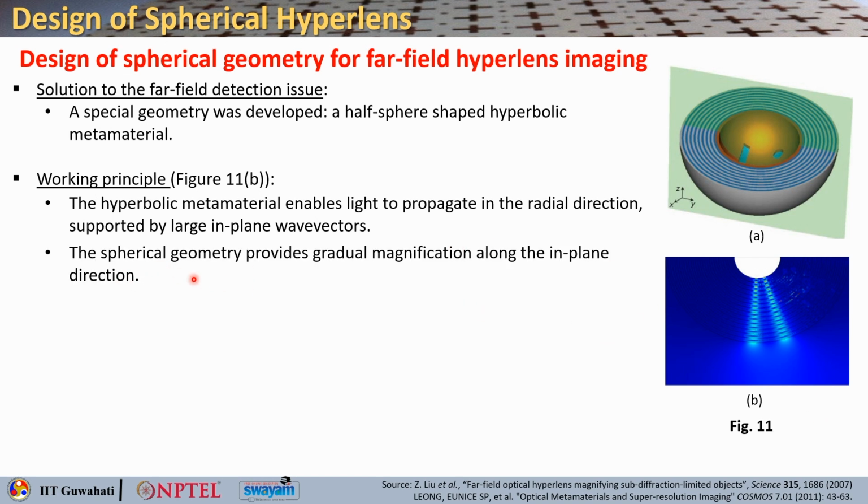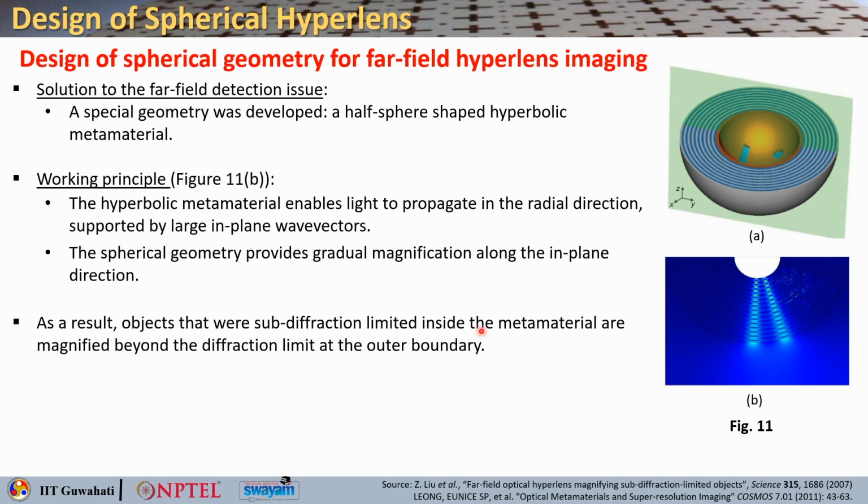Okay. So, this is where the spherical geometry can provide this gradual magnification along the in-plane direction. Here you see the schematic of a spherical superlens, which comprises 9 pairs of silver and titanium oxide layers, and in this particular figure you see sub-diffraction limited objects propagating in the radial direction r, with gradual magnification along the in-plane direction, that is phi and theta.